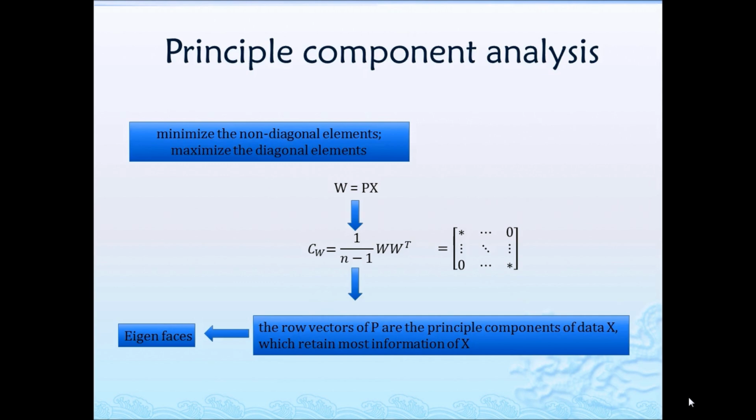That means we need to diagonalize the covariance matrix, and the CW is the diagonalized matrix. Also, the row vectors of P are the principal components of data X. The principal components are the eigenfaces we need, and the W is the projection of X on the eigenface space.